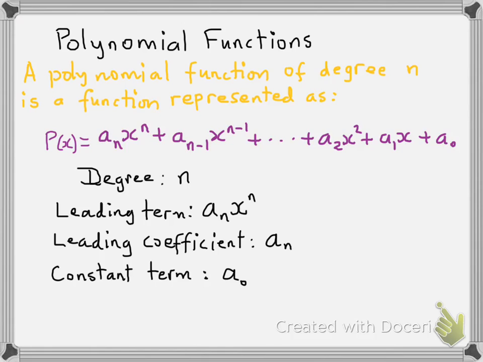As with polynomials, polynomial functions are described in terms of certain parts of them. The degree, for example. So this generic example is a polynomial function of degree n, and degree has the same meaning as we described previously as far as a polynomial is concerned. So the degree of this polynomial is n. It has a leading term, a sub n times x to the power n. The leading coefficient is the coefficient of the leading term, a sub n, and the constant term is a sub 0.